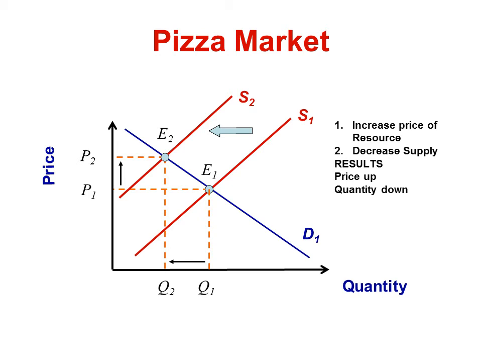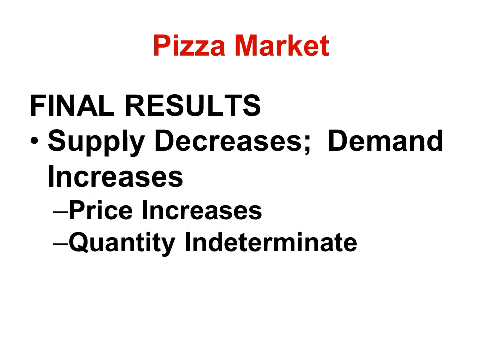What is the ultimate result because of the two events happening simultaneously? Well, the increase in demand drove up price and drove quantity up. The decrease in supply drove up price but drove quantity down. Therefore, the final results in the pizza market, and you need to identify these clearly: decrease in supply, increase in demand, price definitely increases, quantity indeterminate.